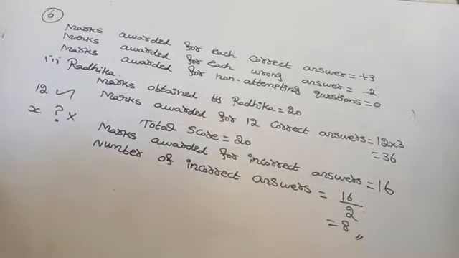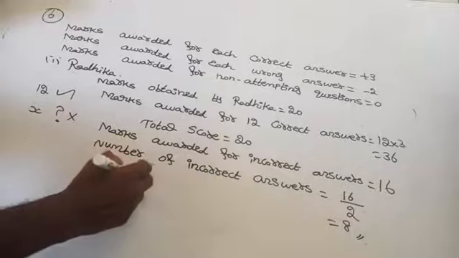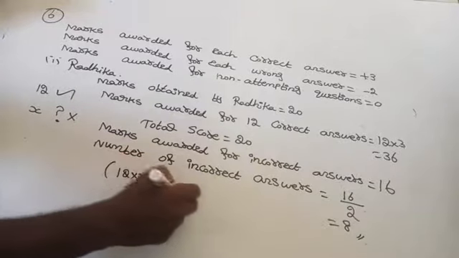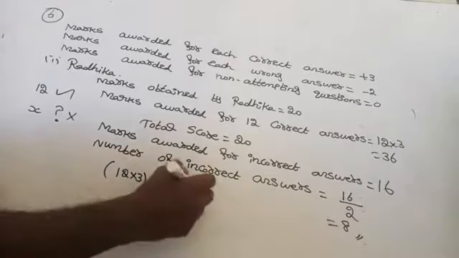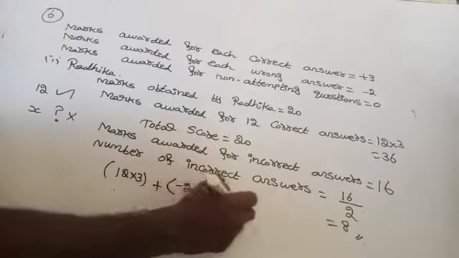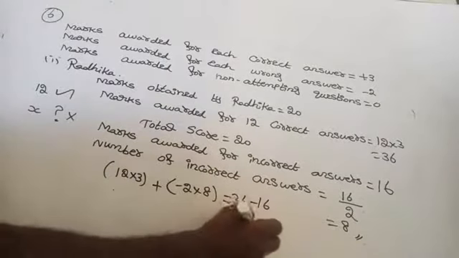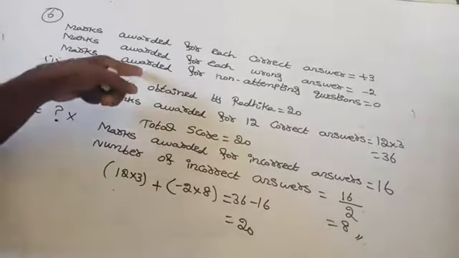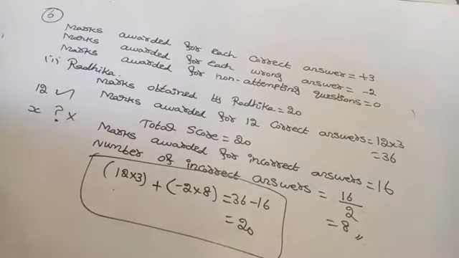Are you getting there? Now you can check it. She attempted 12 questions correctly, so 12 into 3, and for each wrong answer minus 2, so minus 2 into 8. 12 3s are 36 minus 16, which is equal to 20. This is the marks obtained by Radhika. Verification. Am I right, dear? Yes.